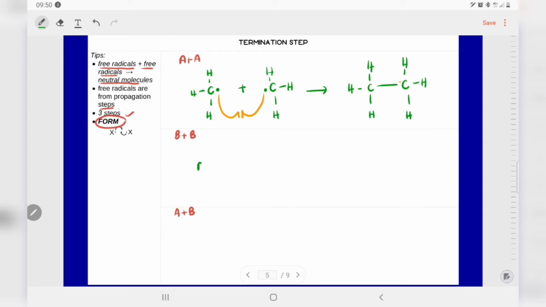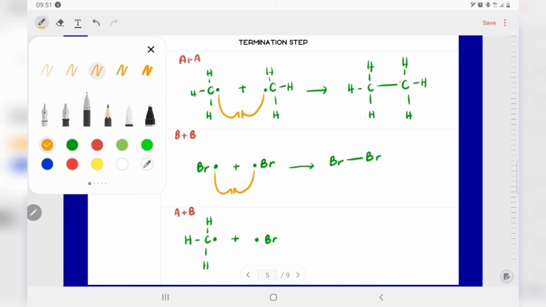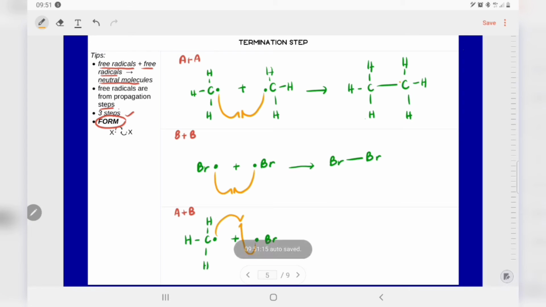Okay, how about B? So, we have free radical Br and free radical Br. So, 1 electron from the left, 1 electron from Br at the right. So, we'll form a Br-Br bond. In the third step, we have free radical type A, which is methyl, plus free radical type B, and it will form a bond. So 1, 2. So the bond formed is between C and Br. So this is the termination step, where the free radical is not propagated anymore.